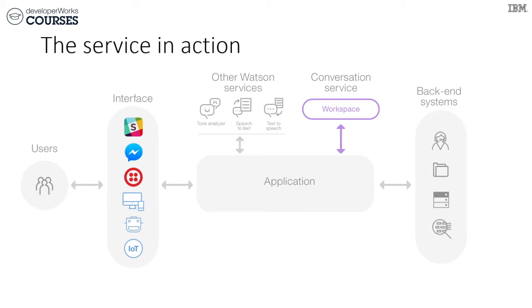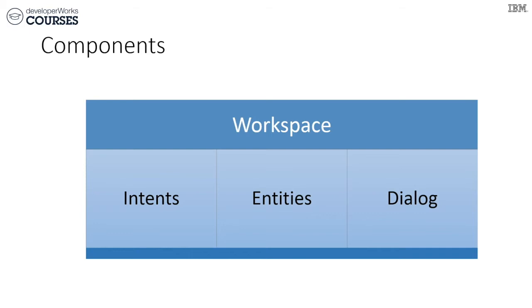Now let's examine some of the components to see how the service works. There are four major components in the conversation service. First, the workspace is the collection of all related intents, entities, and dialogues. You can have multiple workspaces per instance of the service. For example, you could have a workspace for a voice-enabled car application, a workspace for home automation, and a workspace for a personal assistant, all in the same instance of the service.